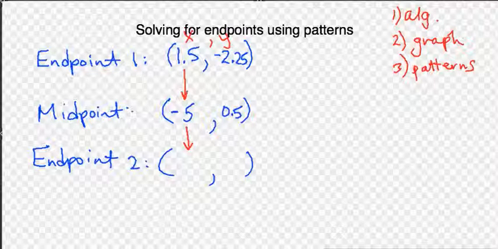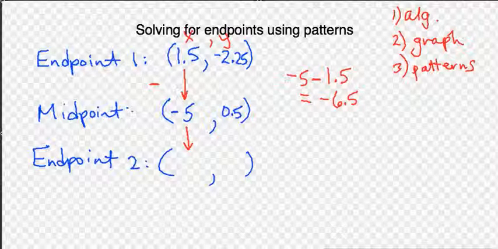Okay, so let's look at just the x's right now. How can we get from 1.5 to -5? Well, clearly we have to go down, so we're subtracting. And what we can do is take the midpoint number and subtract the endpoint number. What this will tell us is how far we have to go and the sign in order to get from endpoint 1 to the midpoint. So this gives us -6.5.